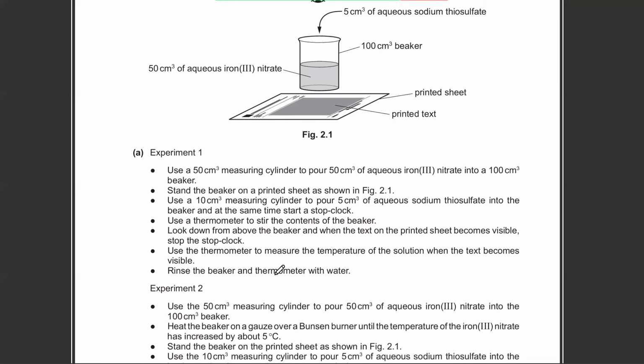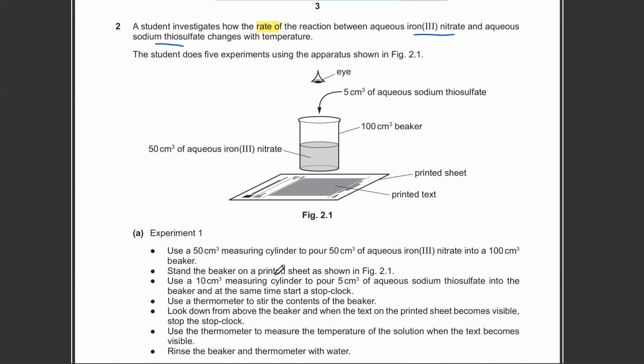So the most likely thing that's going to happen is a typical rate of reaction experiment where some solid gets produced during the reaction. So let's say solid is being produced. So what will happen? If someone is looking from above, the printed page would eventually become invisible. Is that clear?